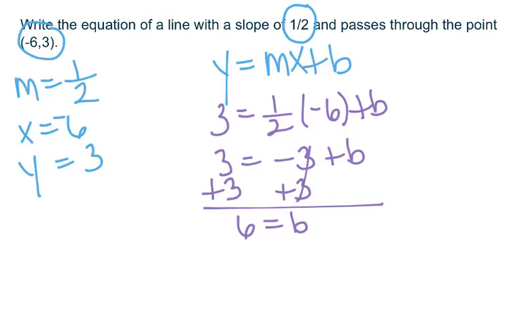Okay, so now when I write out the equation of my line, I'm only going to fill in for m and b because this is my generic form of the line that passes through these points with this slope. So that would look like y equals 1/2 x plus 6.